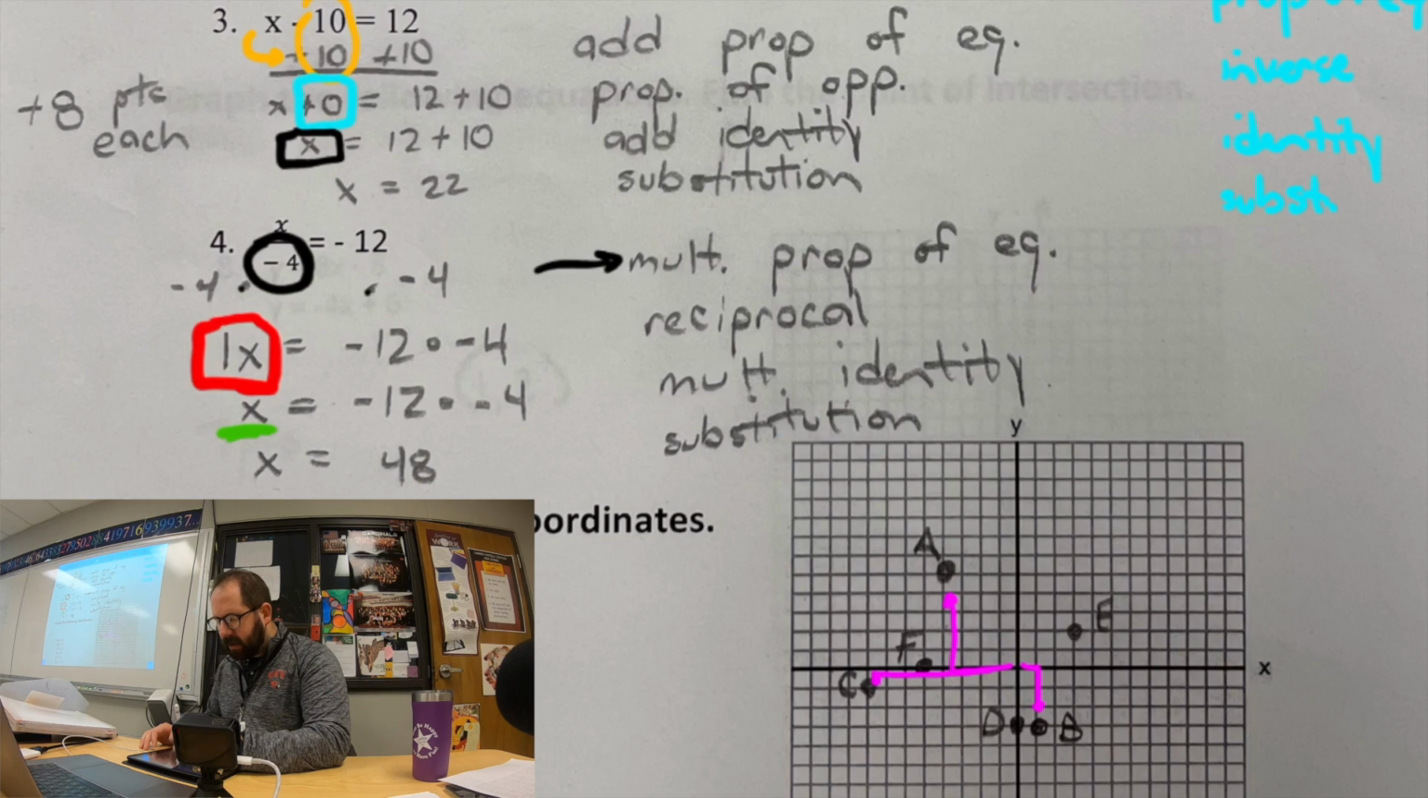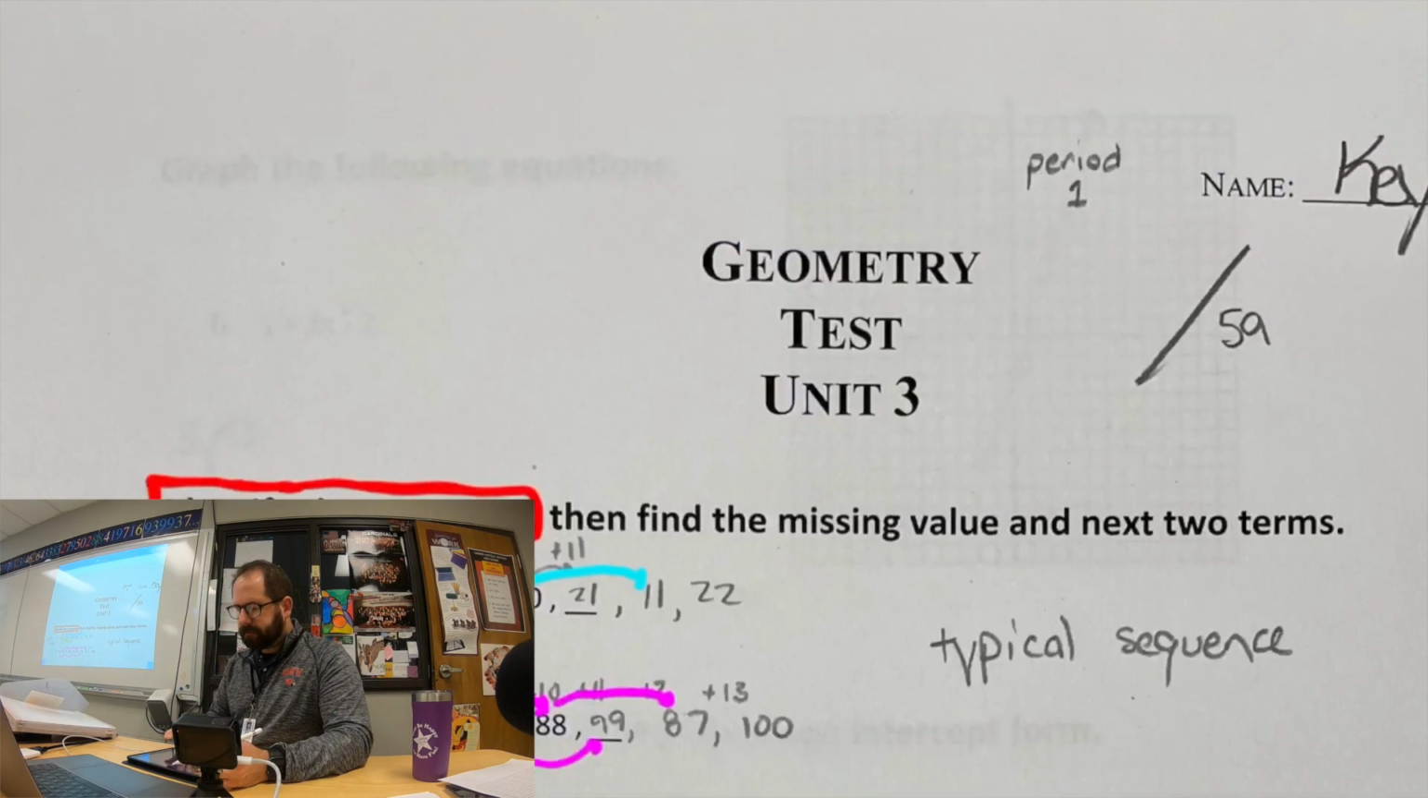Right and left down -3, there's D. Over 3 up 2, there's E. And then -5 over and up and down 0. Remember, the first number is right and left, the second number is up and down. That's how it always works. So there you go.